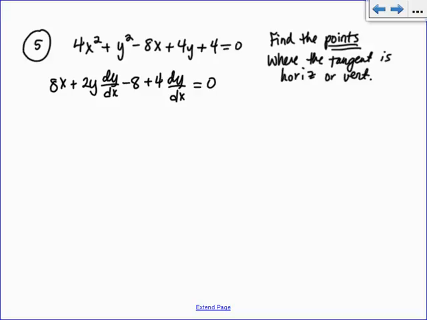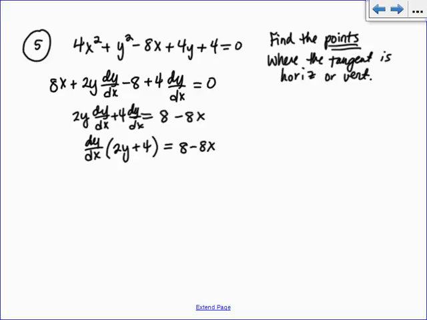Okay, and I solve for dy over dx, meaning I get my 8 and my 8x over on the other side. So I add 8, I subtract 8x, and then I look for the two things that have dy over dx, so I can pull the dy over dx out of both of them. So I have 2y plus 4. So I end up getting 8 minus 8x all over 2y plus 4 equals dy over dx. So does that simplify at all? Yeah, they're all even numbers. So you could divide by 2 on the top and divide by 2 on the bottom. Or multiply by 1/2 on top and bottom. So you get 4 minus 4x all over y plus 2.